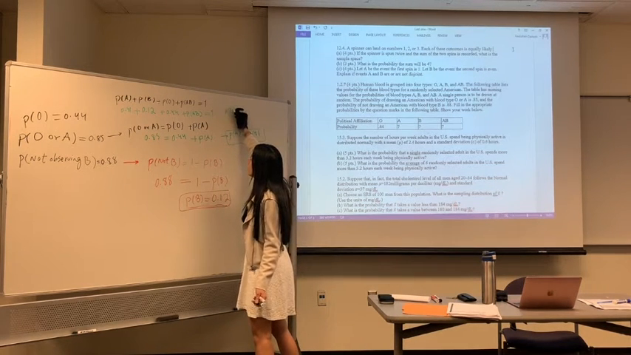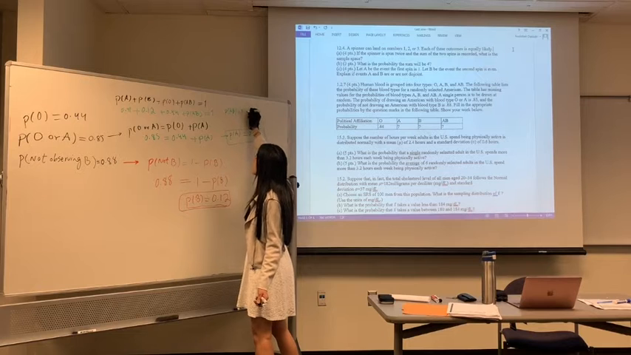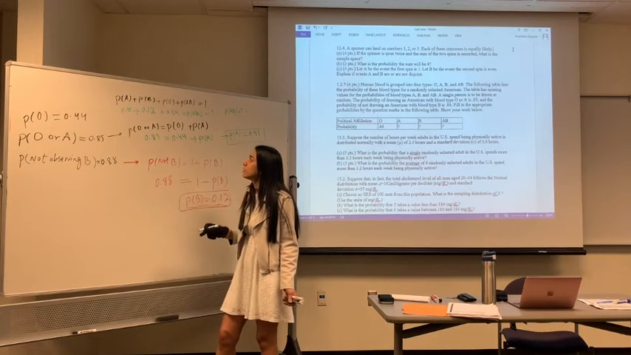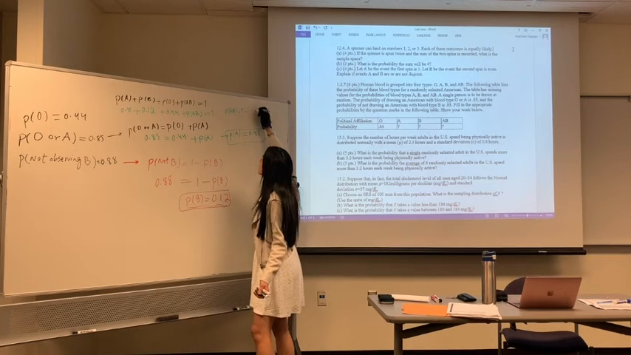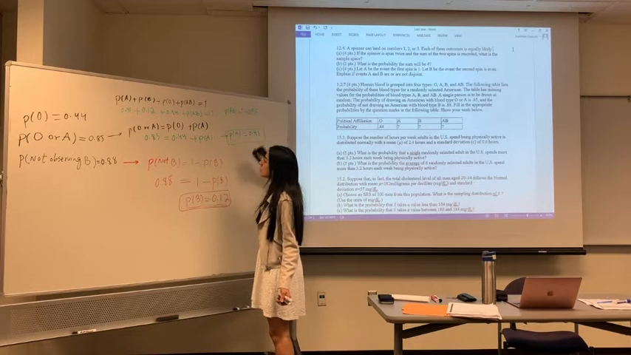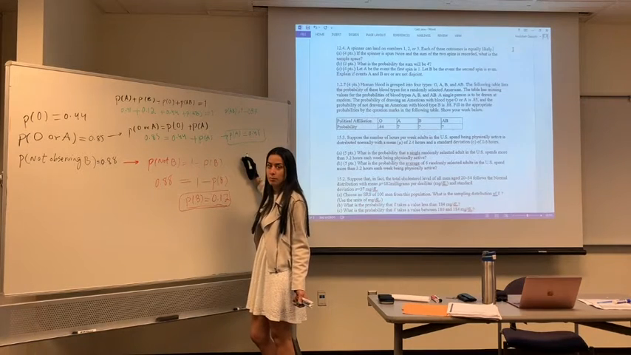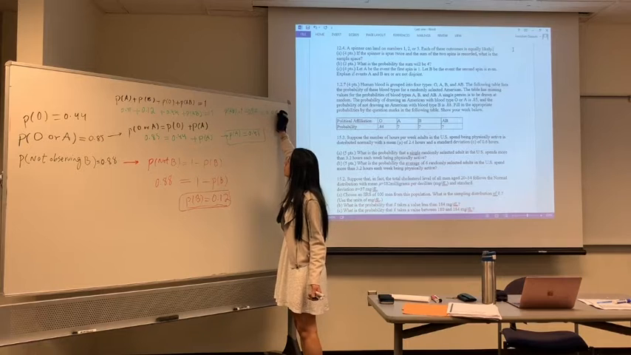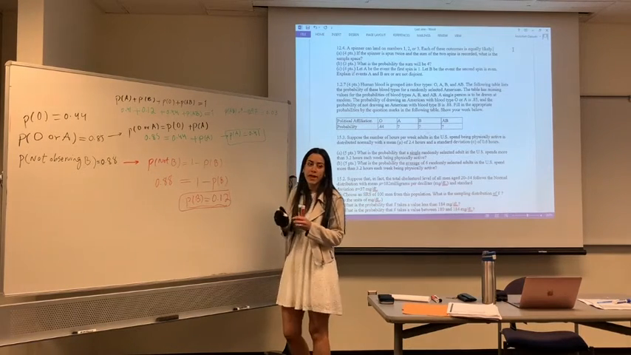So probability of AB is equal to 1 minus what we get if we add these all together. We have 0.97? Am I right? Okay, so we have 0.03 for the probability of AB.